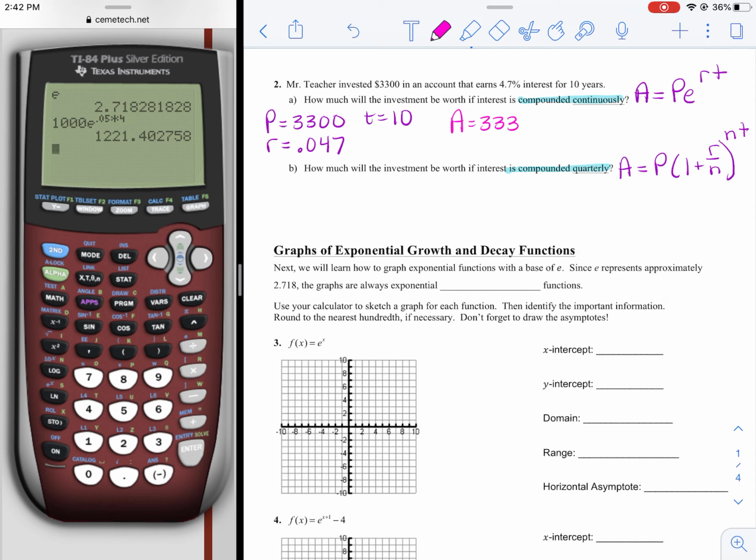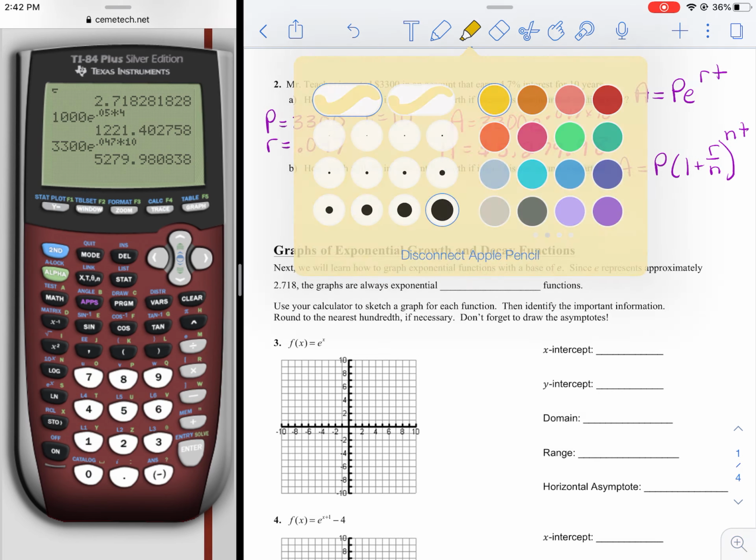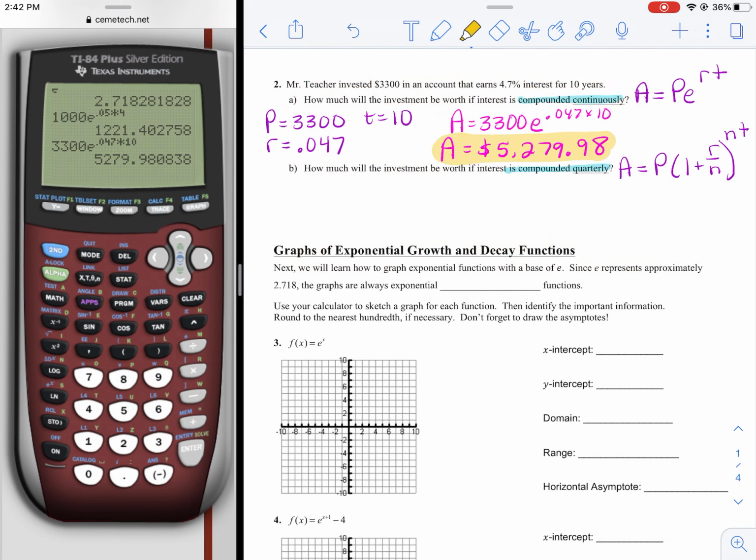So if it's compounded continuously, I'm going to do 3,300 times e, and then my exponent is going to be 0.047 times 10. So 3,300, I'm going to hit second ln, and then I'm going to do 0.047 times 10. The amount is going to be $5,279.98. We round to the nearest hundredth when we're talking about money, unless it specifies otherwise.